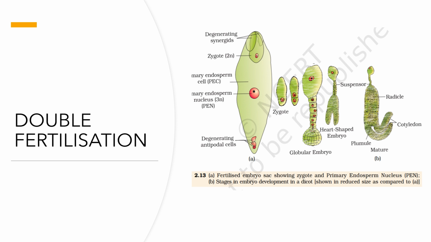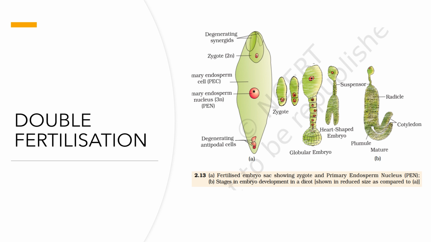Double fertilization. After entering one of the synergids, the pollen tube releases two male gametes into the cytoplasm of the synergid. One of the male gametes moves towards the egg cell and fuses with its nucleus, thus completing the syngamy. And this forms the zygote, and then it turns into an embryo.